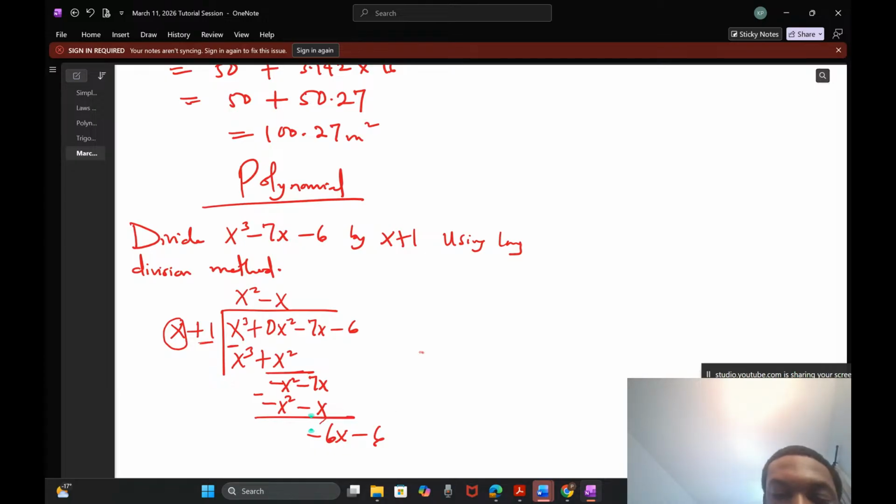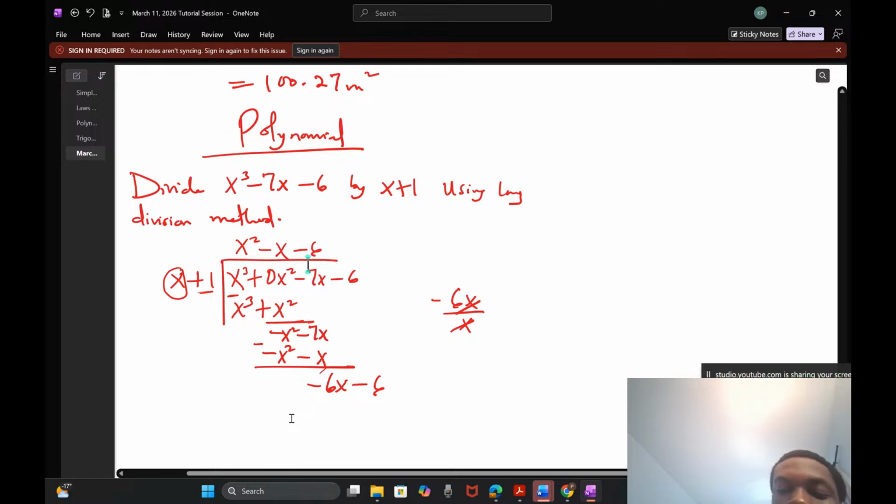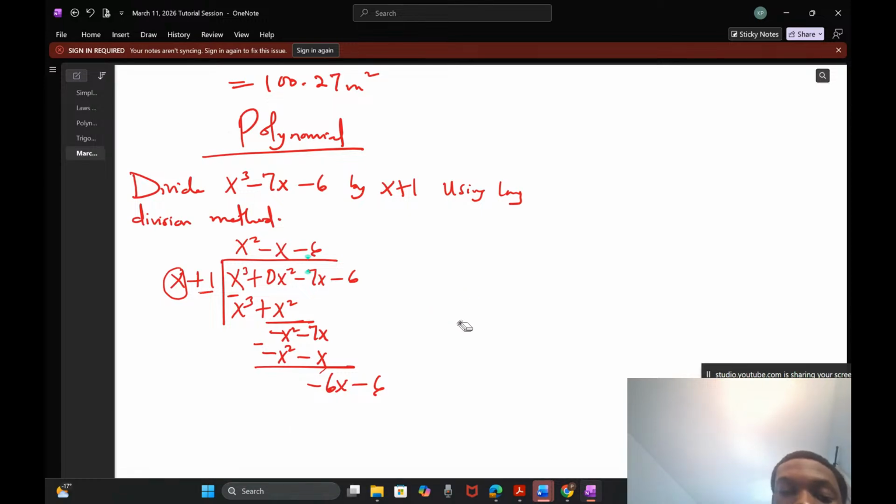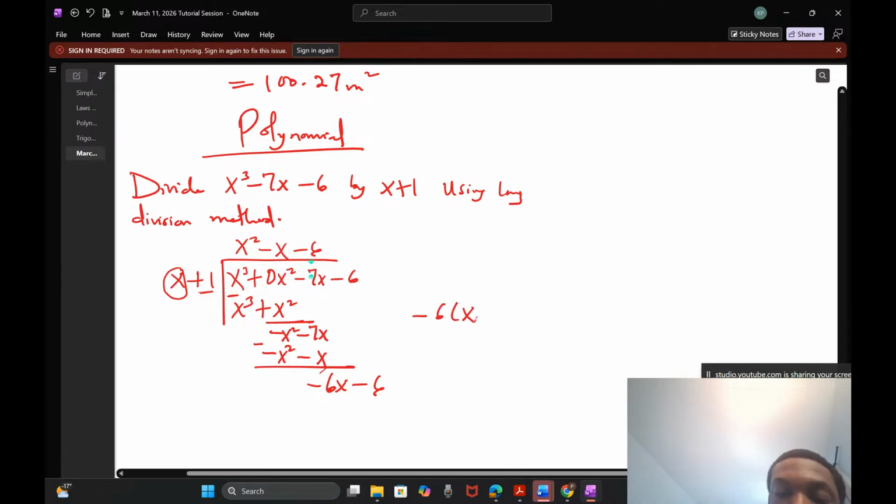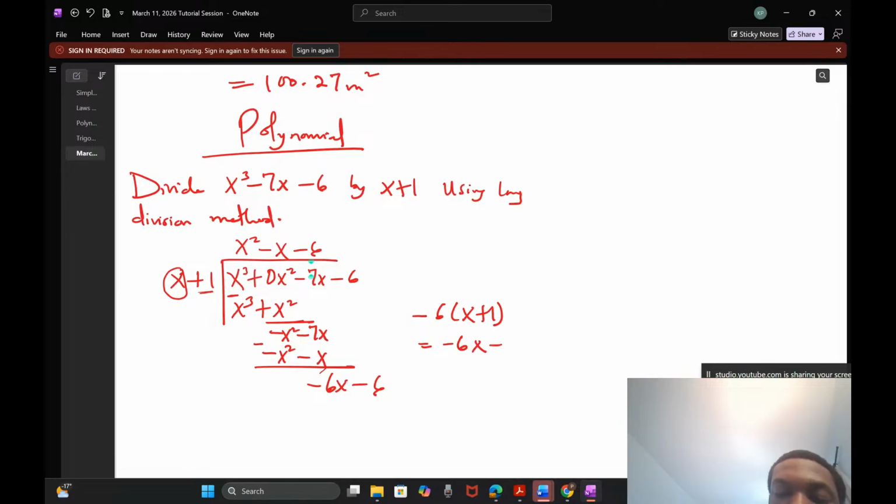Now we divide minus 6x by x. The x will cancel out, and that will be minus 6. So we use minus 6 to multiply through x plus 1, which equals minus 6x minus 6. So let's subtract. Minus 6x plus 6x is 0. Minus 6 plus 6 is 0.